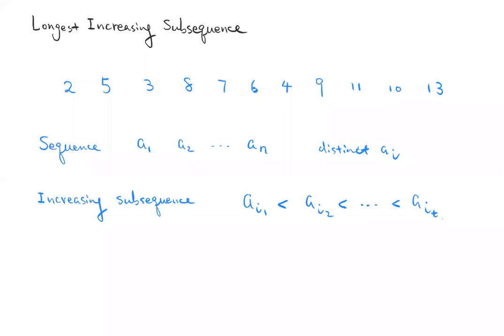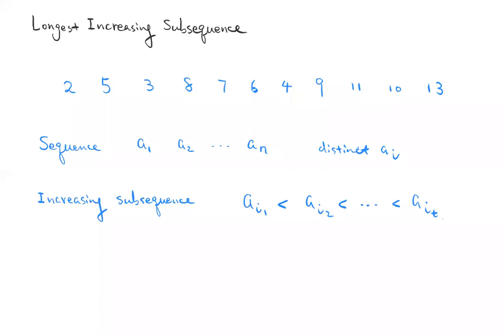All right, so we'll continue our discussion of dynamic programming. Let's consider the following problem: the longest increasing sequence problem. What we have as input is a sequence of n distinct numbers, A1, A2, up to An. What we need to find is the increasing subsequence of longest length.